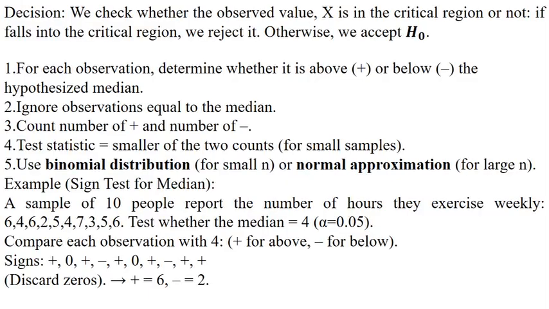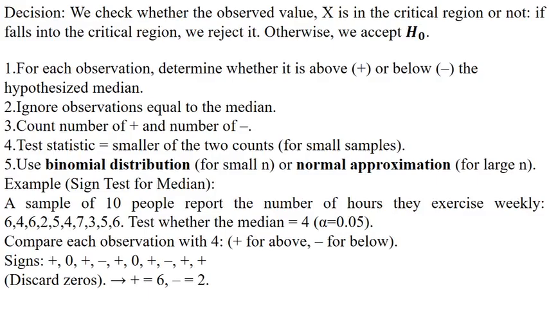For number 1, for each observation, the first thing we do is determine whether it is above, plus, or below, negative, the hypothesized median. We ignore observations that are equal to the median. We count the number of positives and the number of negatives. Test statistic: the smaller of the two counts. Maybe it's the positive that is smaller or the negative that is smaller. Then we use the binomial distribution for small n or the normal approximation for large n. That is from our table.